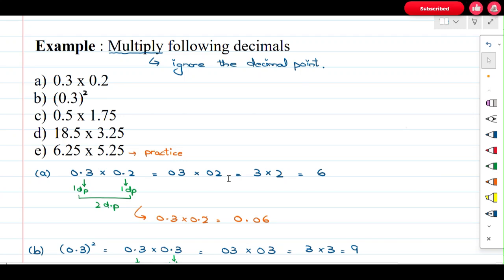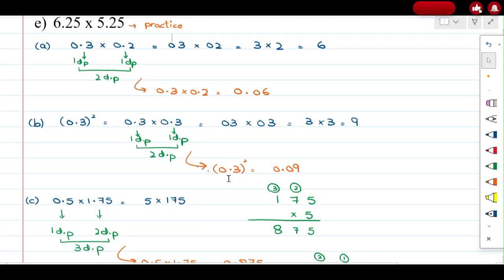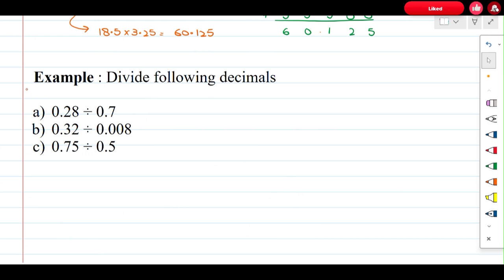How do we divide decimal numbers? Okay, here is an example of decimal division. Divide the following decimals, part A. Let me start going with the first part. How do we divide two decimal numbers? We have 0.28 divided by 0.7.